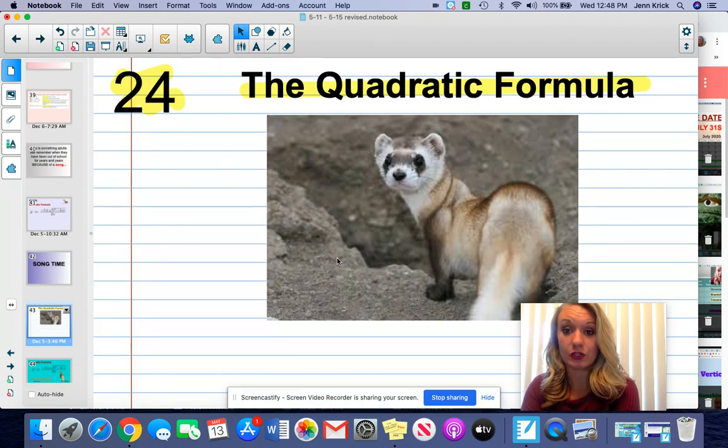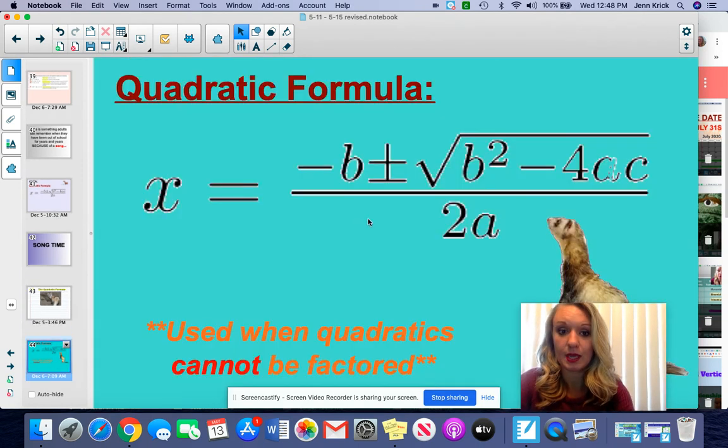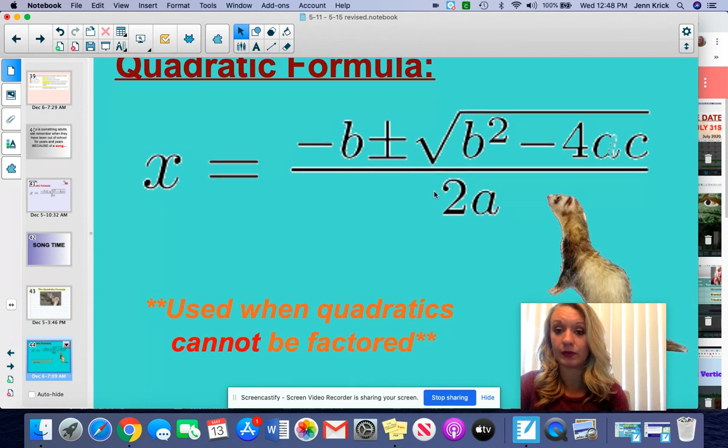So for your notes, it is the quadratic formula. I have lots of weasels throughout this lesson to remind you to sing the song to Pop Goes the Weasel. Okay, so here's the formula for you to write down. X equals negative b plus or minus the square root of b squared minus 4ac all over 2a.